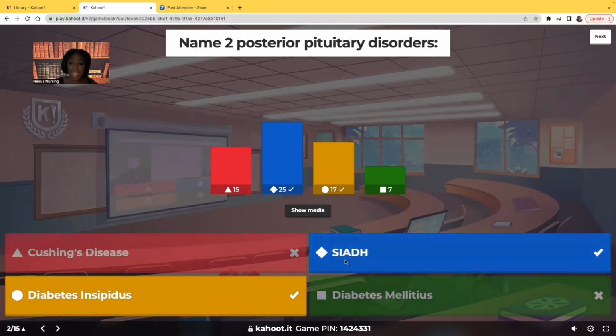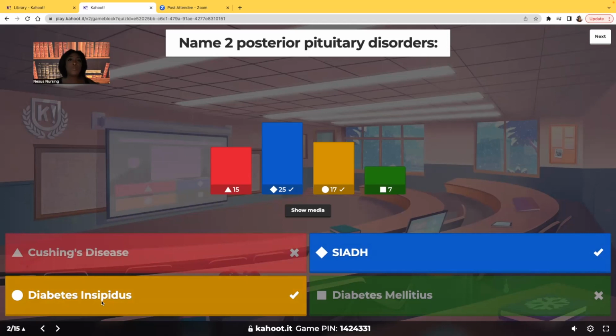Now your SIADH, which was a correct answer. Remember I talked to you guys about antidiuretic hormone. When you have too much antidiuretic hormone, you have SIADH and you're holding on to all of your fluids. You can have water intoxication among other complications. But when you don't have enough ADH, you can have diabetes insipidus, not to be confused with diabetes mellitus. In diabetes insipidus, the patient is urinating all over the place.